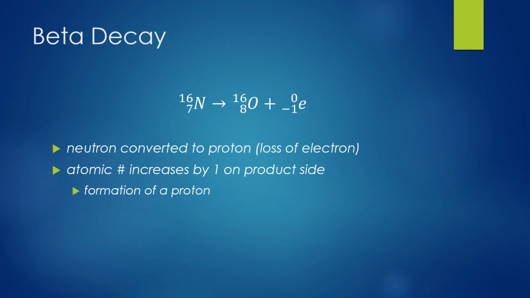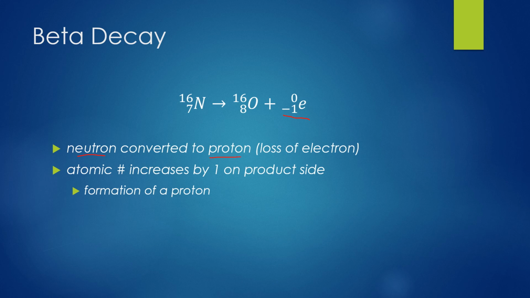Now for beta decay, we also need to be able to predict the products and identify the type of reaction. So if I'm given this reaction equation in front of me, how do I know it's beta decay? Loss of an electron. Okay, so this guy here. You see that symbol? Loss of an electron, beta decay. Why are we losing an electron? Remember, a neutron is being converted into a proton.